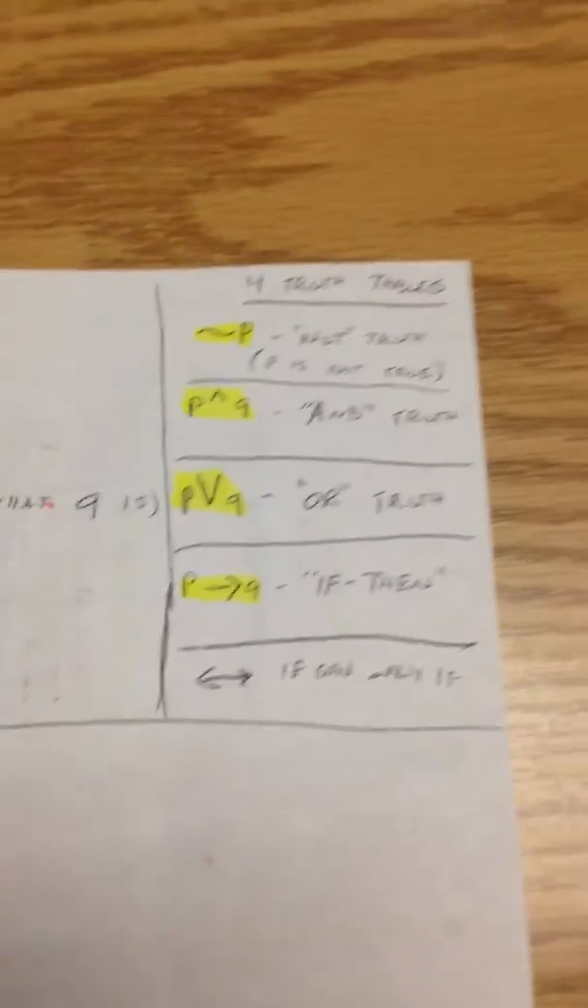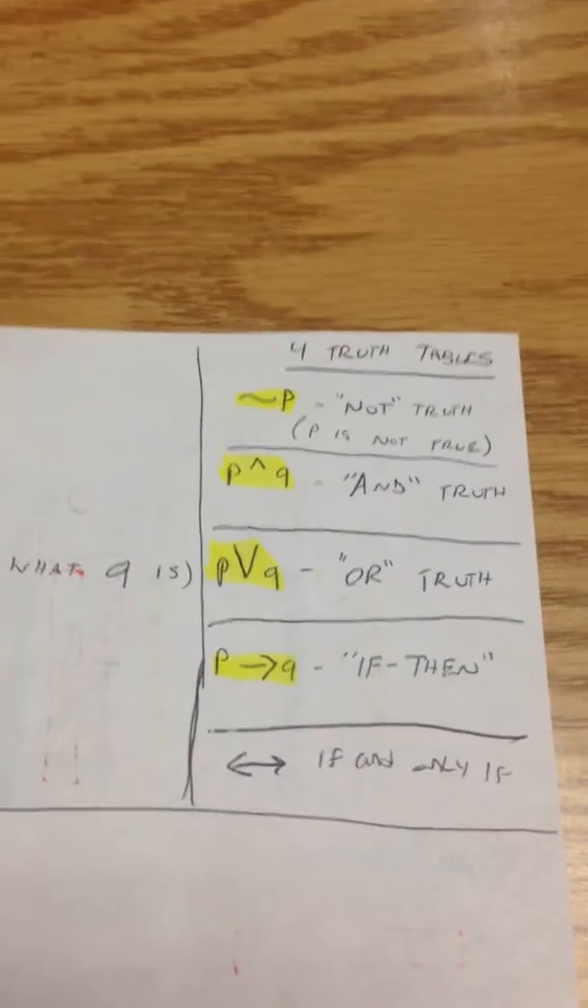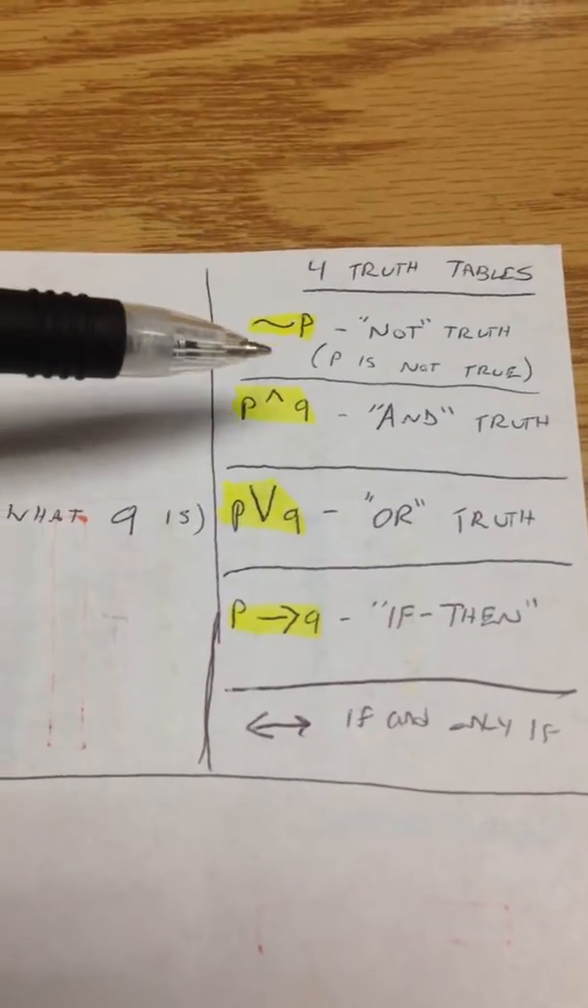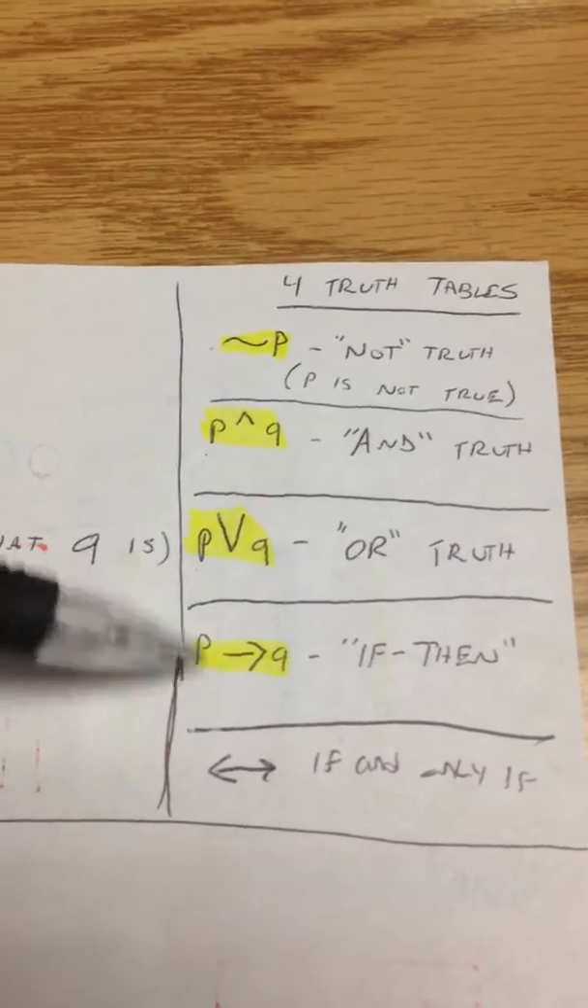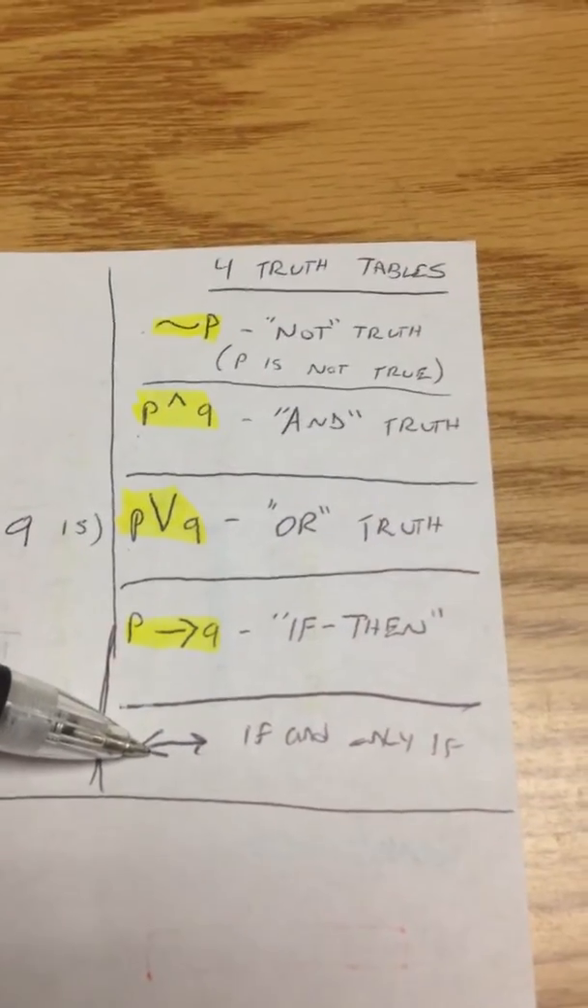Alright, so I've got this little chart here. Now obviously the first thing you gotta know about truth tables is the rules. The table itself is pretty easy, but getting the rules down is hard. So you've got your not, your and, your or, your if then, and then your if and only if. So let's take a look here.